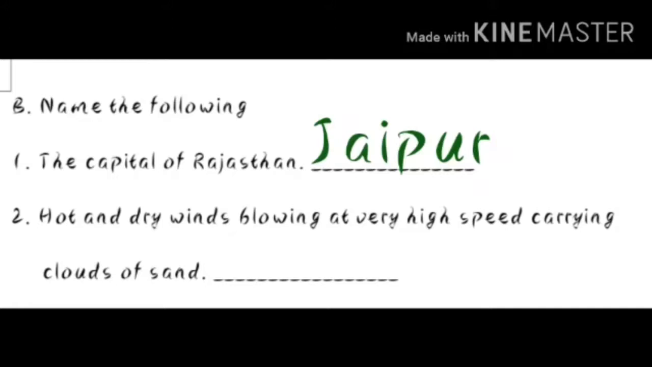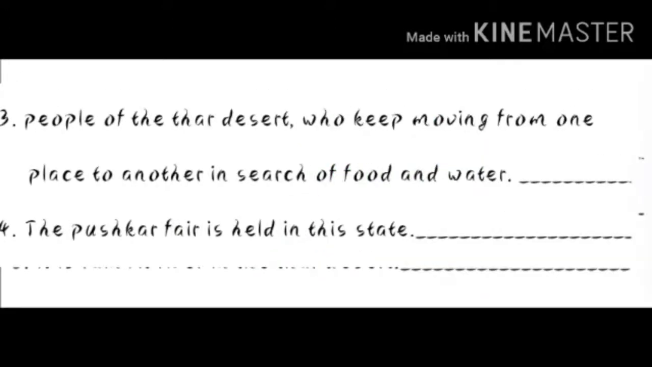Second one. Hot and dry winds blowing at very high speed, carrying clouds of sand. The answer is sandstorms. A strong wind carrying clouds of sand with it, especially in a desert. Sandstorms.